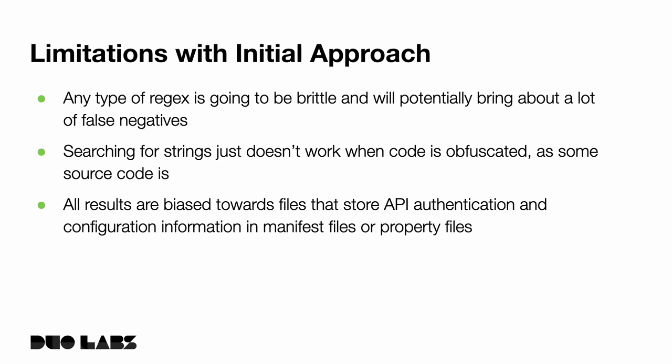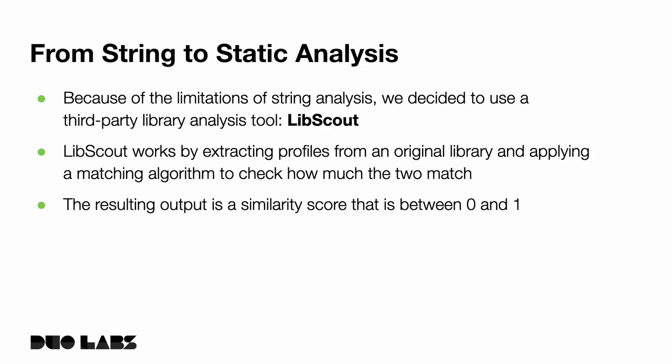We should do a literature review and see what some of the other methods are after using these first heuristics. So now I'm going to talk about what our next step was. We went from strings to what I would call static analysis. During our literature review, we found that there was a lot of prior research on methods for detecting the use of third-party libraries.